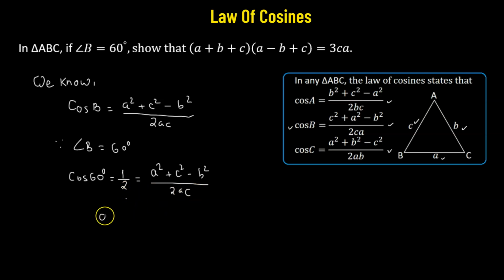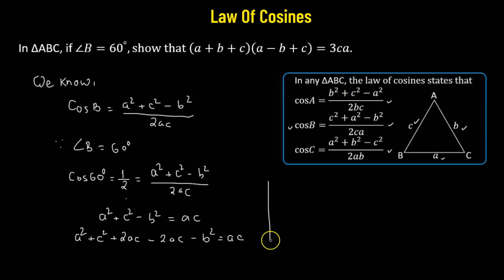So we have a squared plus c squared minus b squared equals ac. Fine. Now we'll try to manipulate a squared plus c squared. So let's take a squared plus c squared, and to it we are going to add 2ac. If we're adding 2ac, we'll also have to subtract 2ac from it, minus b squared, and this will be equal to ac.